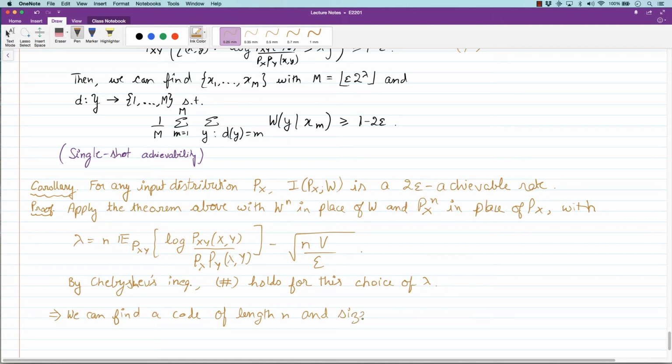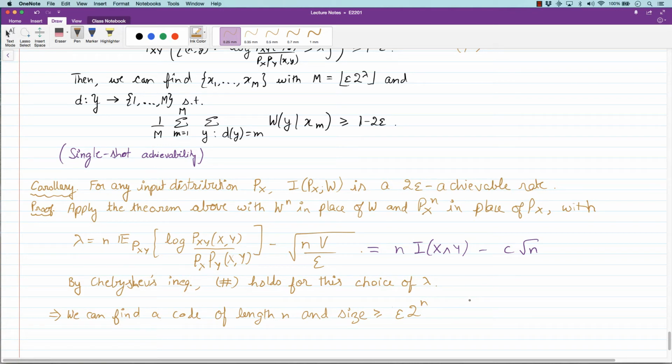Size greater than epsilon times 2 to the power lambda. Now lambda is 2 to the power n times this quantity, right? By the way, what is this quantity? The first term here, that's very important. So this quantity here, the first term is exactly equal to the mutual information between x and y, minus something which is some c times square root n. This is why we had this log likelihood ratio, because its expected value is mutual information.